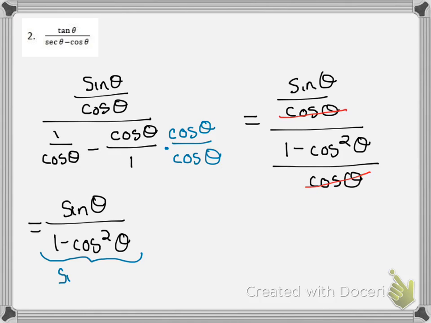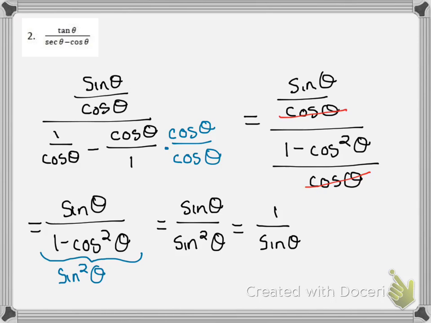And now in the numerator of this one, 1 minus cosine squared is an alteration of the Pythagorean identity, and it's the same thing as sine squared, so we can rewrite that fraction. Now that we've got sine over sine squared, we can go ahead and cancel one of those sines out. And that leaves us with 1 over sine theta, which is the same thing as the cosecant of theta.